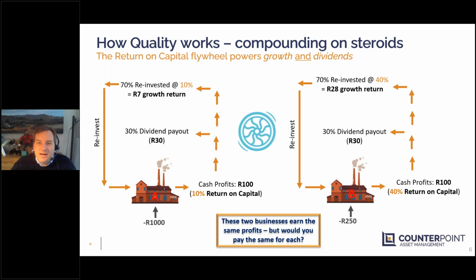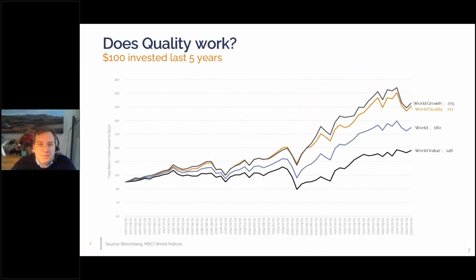And I'll quickly do some mental arithmetic. It's probably about 11 Rand. And then that 11 Rand can be reinvested at 40%. And as you can see, this flywheel just goes on and on and on. And that is really the power of a quality business. It's the high return on capital.